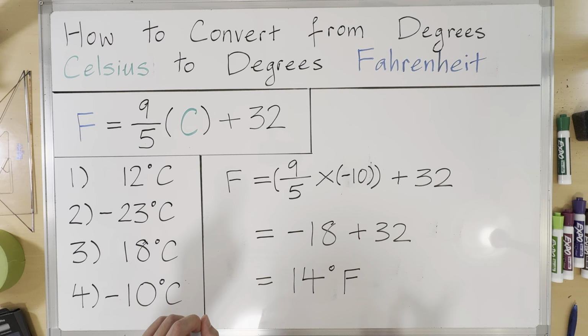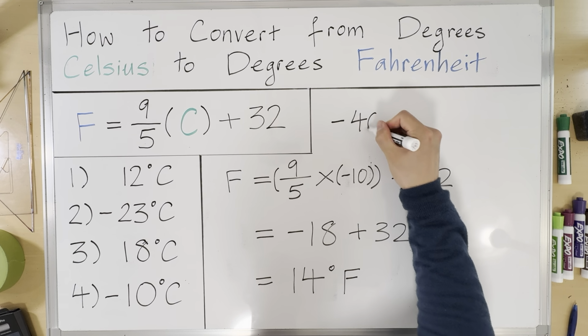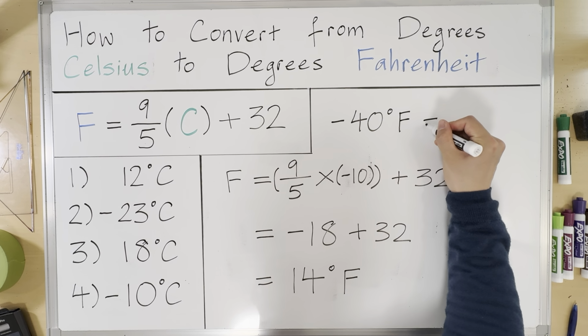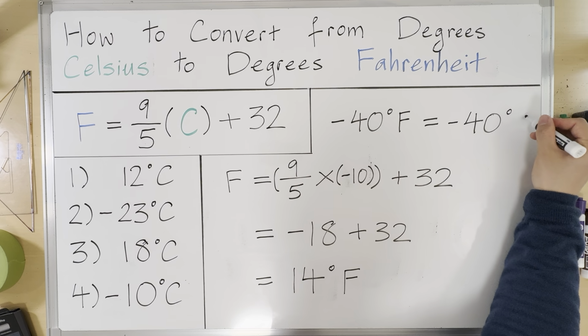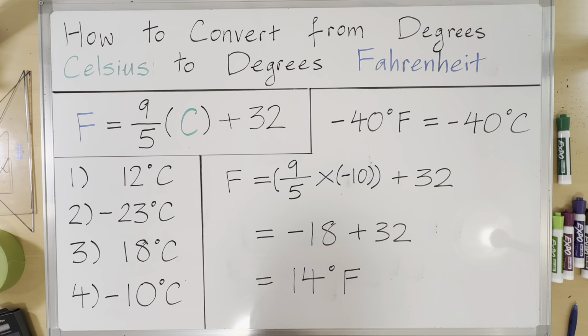Now, I want you all to pay attention to one thing. There is a specific temperature reading in which the Fahrenheit value is exactly equal to the Celsius numerical value, and that is negative 40 degrees Fahrenheit is exactly the same as negative 40 degrees Celsius. And I'm going to show you guys right now why this is the case.